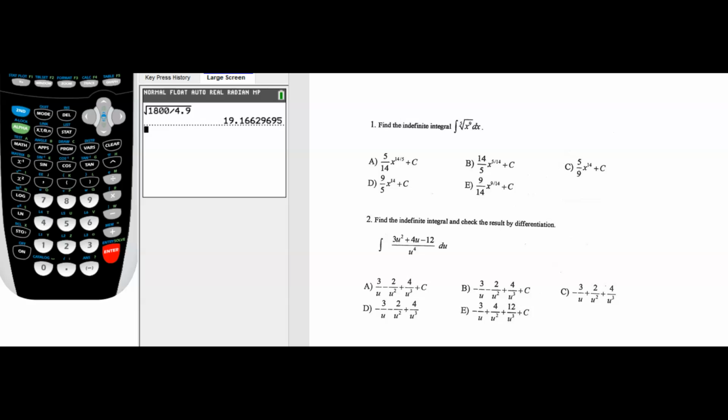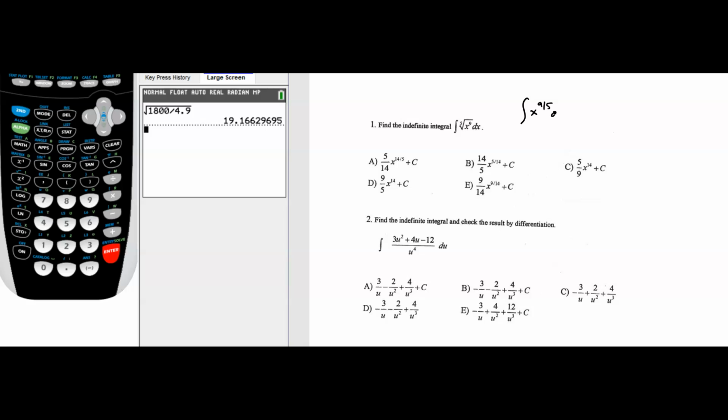So number one, find the indefinite integral of the fifth root of x to the ninth. And so this problem gets at the idea of the power rule. So we are going to write this as x to the 9/5. So x to the ninth, but you're doing the fifth root of that. So that's x to the 9/5 power.